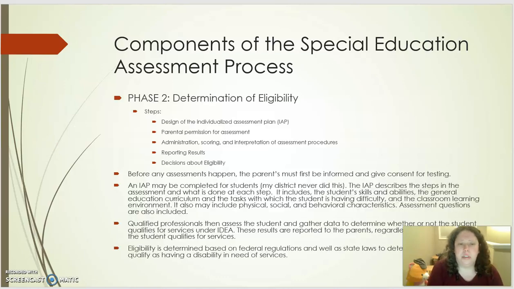Phase 2 includes determination of eligibility. You design the individual assessment plan. Parents must give permission before a student can be assessed. And then after permission is granted, this includes actually administering whatever tests are deemed necessary by the special education team, the scoring, interpretation of the procedures, reporting the results. The parents are given the results of the assessment regardless of whether or not the student actually qualifies, including informing the parent about the decision for eligibility.